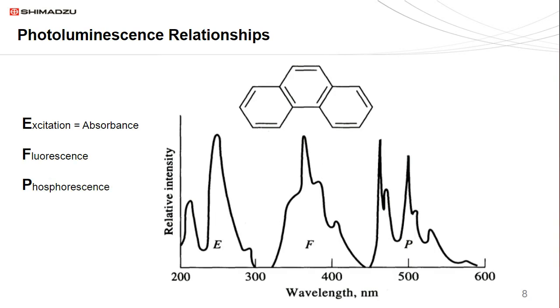Here you see a typical hierarchy of photoluminescence relationships. Excitation is usually at the shorter, more energetic wavelength region. Fluorescence is usually in the middle, and phosphorescence is usually at much longer wavelengths than fluorescence because of its lower energy. So this is the way things typically line up for a molecule that can do all three.